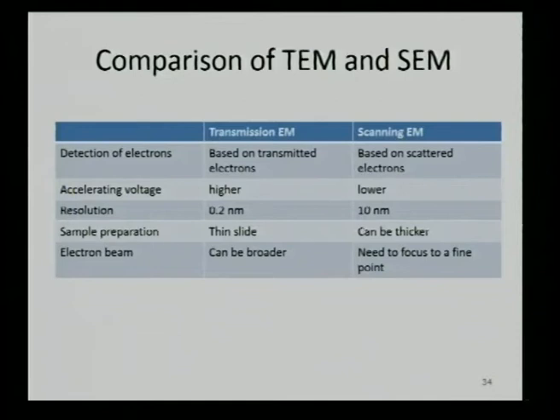On the screen, you can see a comparison between the transmission electron microscope, TEM, and the scanning electron microscope, SEM. In TEM, we detect electrons that are transmitted, and in SEM, we detect electrons that are either bounced back or ejected from the sample. In TEM, the accelerating voltage is higher because we want the electron beams to penetrate through the sample. The resolution is also higher in the transmission electron microscope. In TEM, since the electron beam has to penetrate through the sample, the sample has to be thinner. In SEM, the electron beam has to be focused to a fine point, but there's no such requirement in TEM.